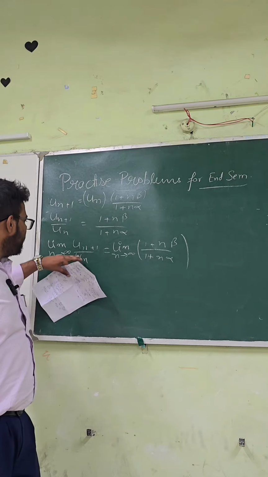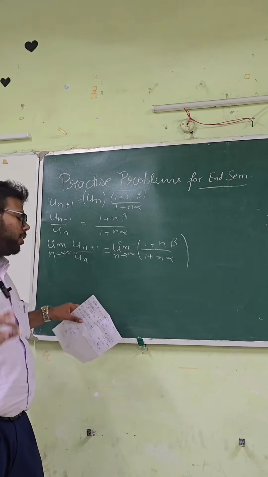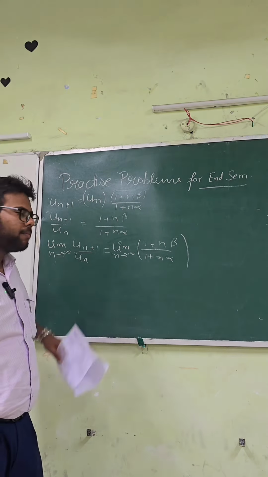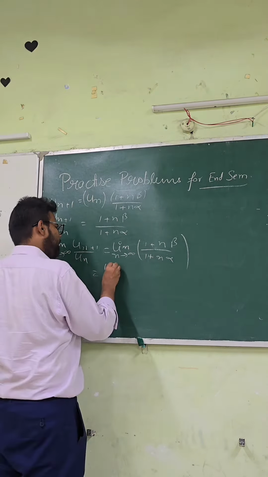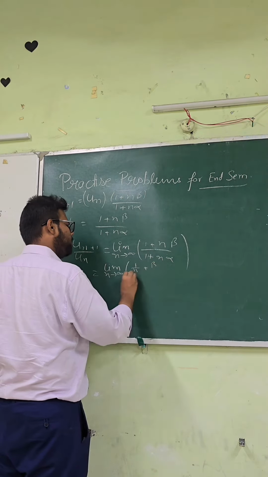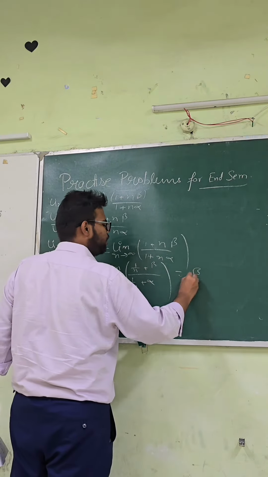Many a time it is taught as u_n by u_(n+1), but that may be confusing, so that is why I use the consecutive term first. So u_(n+1)/u_n, okay? You get the limit as n tends towards infinity of (1/n + β)/(1/n + α). You substitute infinity, you get β by α, right?